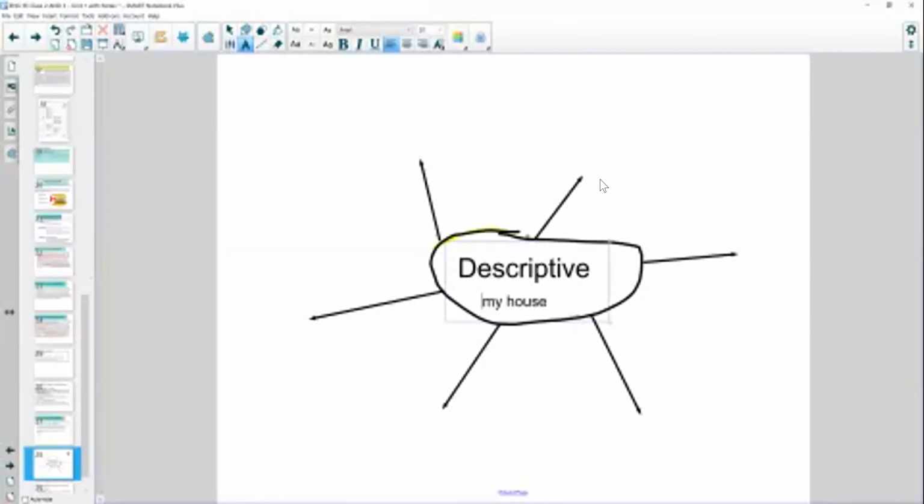Now you can see these aren't sentences. I'm just writing down some quick notes for what I want to write about. Now I'm going to pull up a new page and use this as the basis of my rough draft. Okay. So this is my descriptive paragraph.